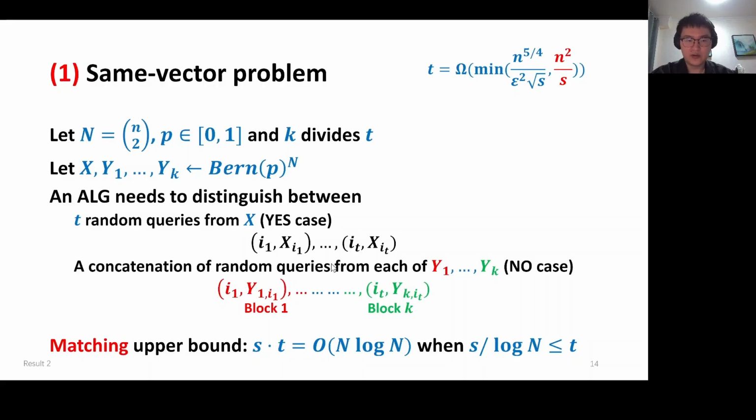And an algorithm for this problem needs to distinguish between the following two cases. In the yes case, the string of T random queries is from X. And in the no case, the string of random queries is a concatenation of k blocks of random queries from each of Y1 to Yk. The lower bound we will prove is a query lower bound of n squared over S, where S is the number of bits of memory. There is a trivial matching upper bound: the algorithm only needs to remember the first S random queries, and check whether the remaining random queries are consistent with the first S queries or not.